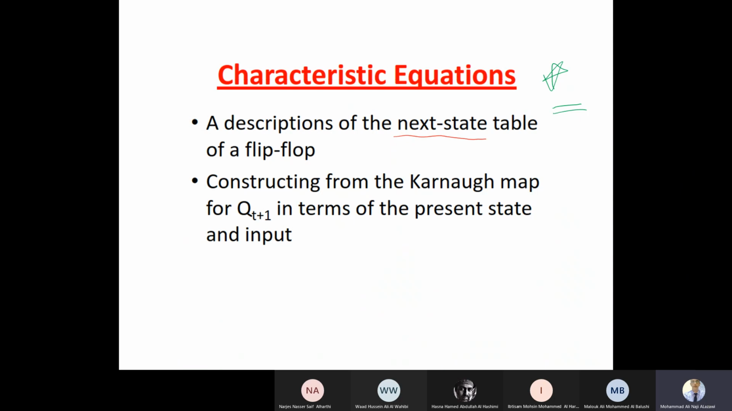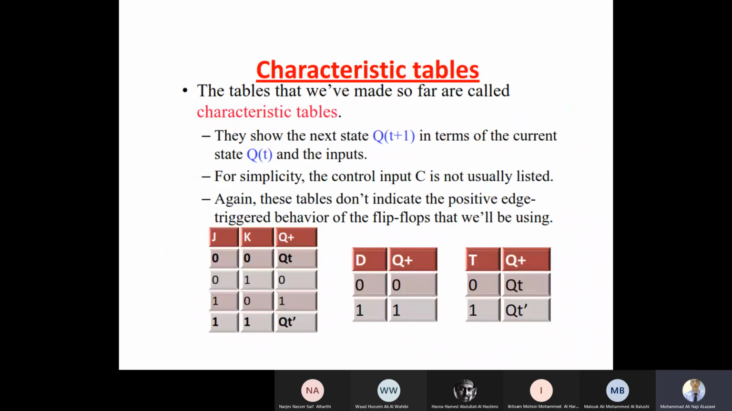So it's very much similar to a truth table, but it's different. It is constructed from the K-map for Qn plus 1, and we said Qn plus 1 is the next state of Qn, in terms of the present state and input. So let's see how to derive the characteristic table. The tables that we've made so far are called characteristic tables. This is the characteristic table.